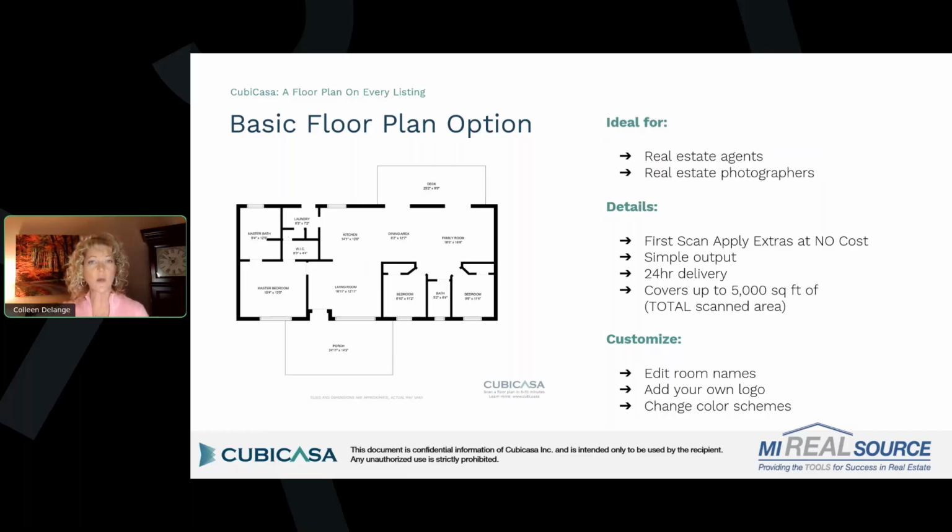So if you do have to double back through a room, they're able to see that and not count that in your total square footage. So a human actually reviews the scan, and that's why if it's over 5,000 square feet, if you've got a beautiful luxury 8,000 square foot home, that is going to take them longer to review that scan.